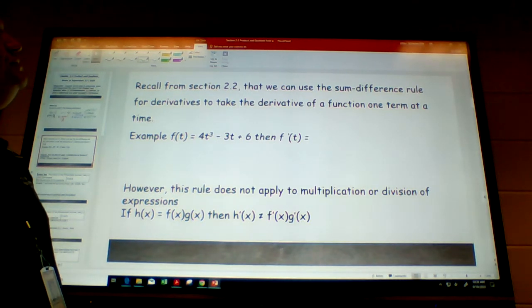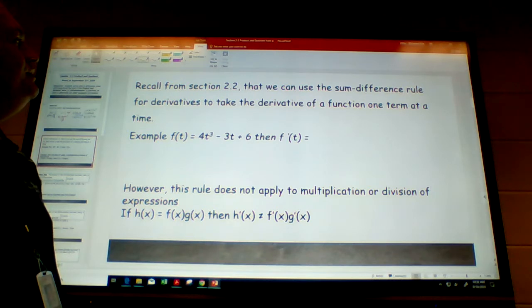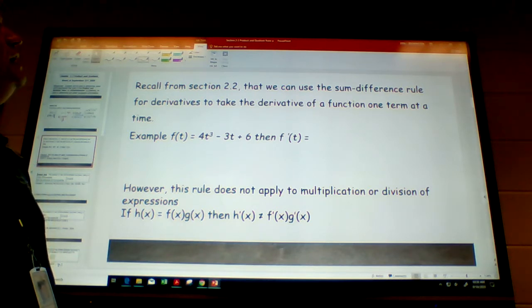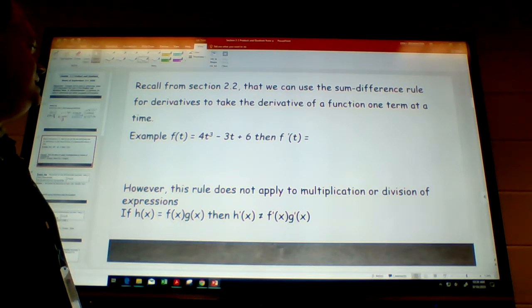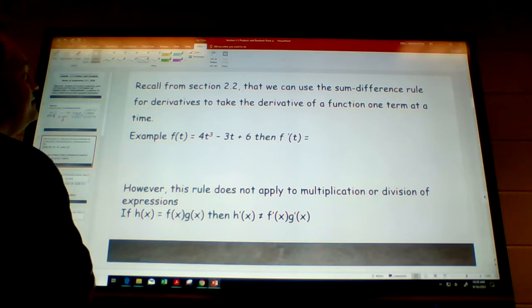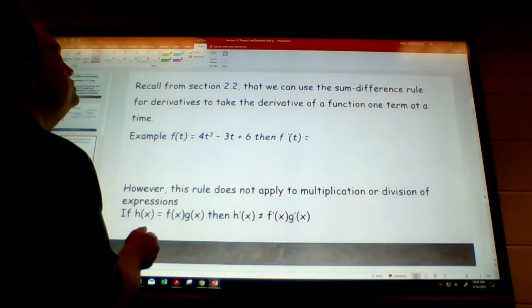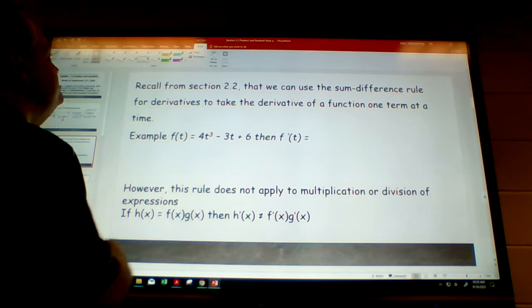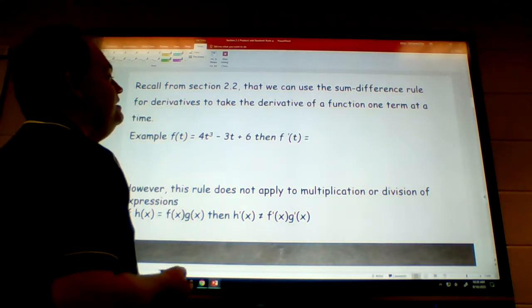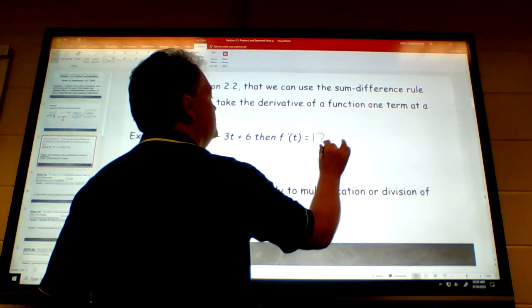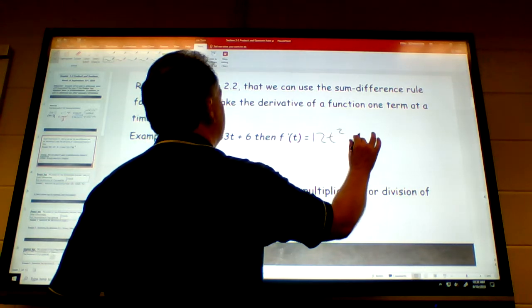Now, recall from section 2.2 that we can use the sum and difference rule for derivatives to take the derivative of a function one term at a time. So for example, we have f of t equals 4t to the third minus 3t plus 6. Well, when I derive that, I'm going to get 12t squared minus 3.